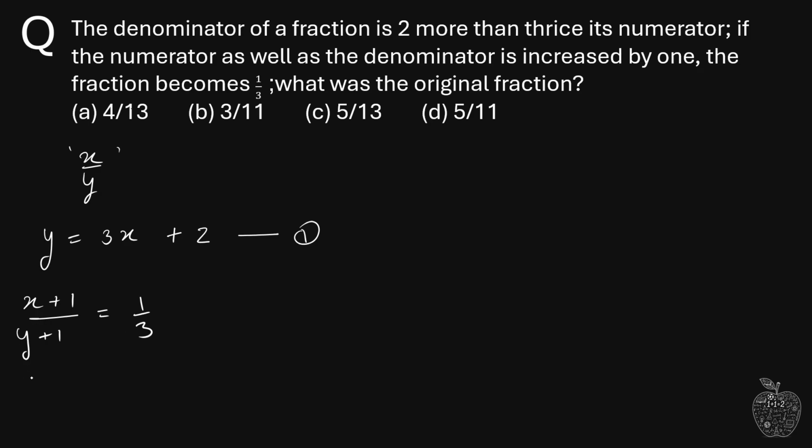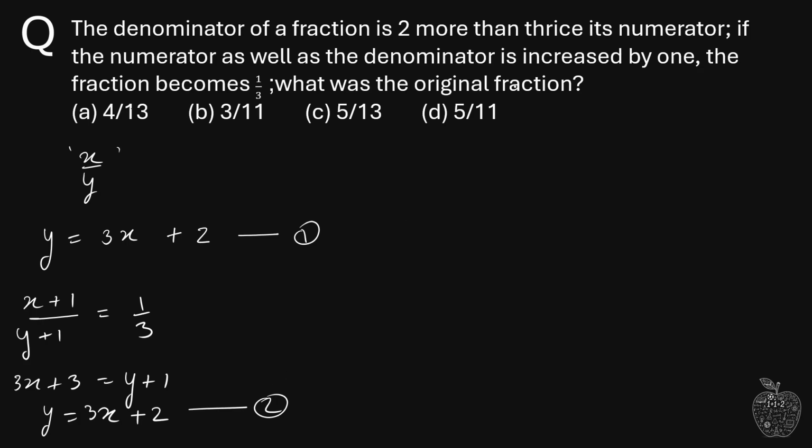Let's take this 3 on the left hand side. So we get 3x plus 3. Let's take this y plus 1 on the right hand side, which will be equals to y plus 1. Let's take this 1 on the left hand side. So we get y is equals to 3x plus 3 minus 1, which is 3x plus 2. Let's call this equation 2.